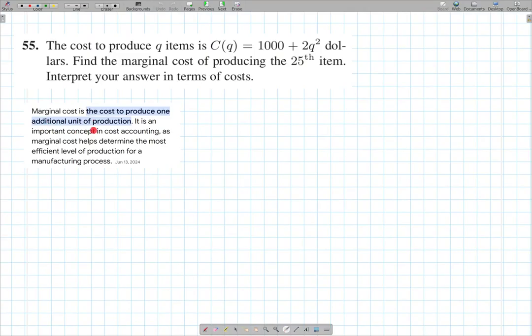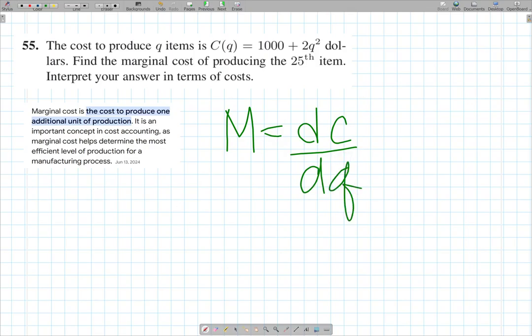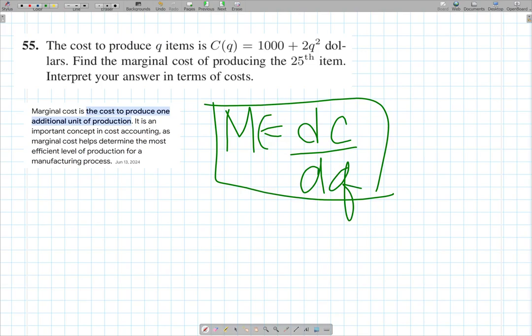So dito class, dapat alam natin kung ano ang ibig sabihin ng marginal cost para tayo makasolve dito. So marginal cost is the cost to produce one additional unit of production. Okay, so find the marginal cost. Let's say M is the marginal cost. Actually class, ang ibig sabihin ng marginal cost is the derivative of the cost over the units, Q. So equals dC over dQ. That is marginal cost. Lagyan ko ng C. Marginal cost is equals to dC over dQ.